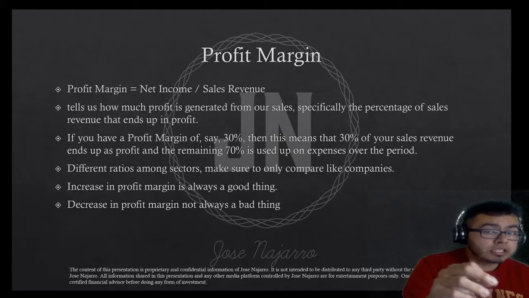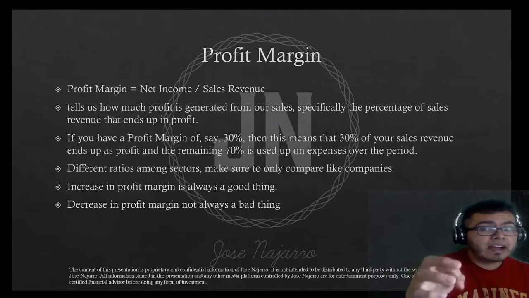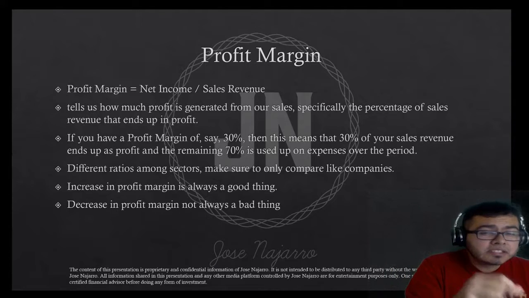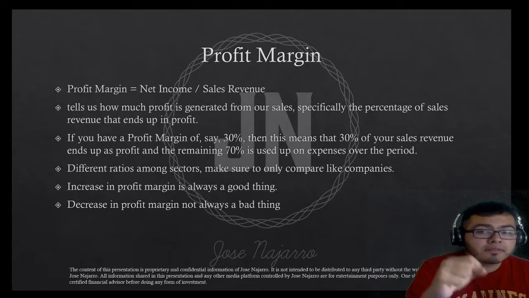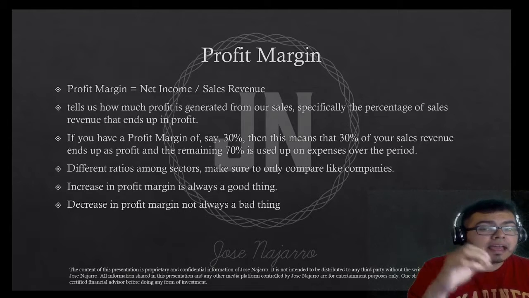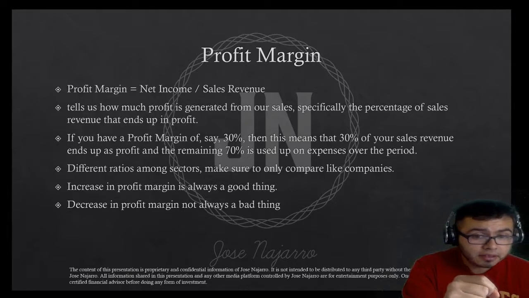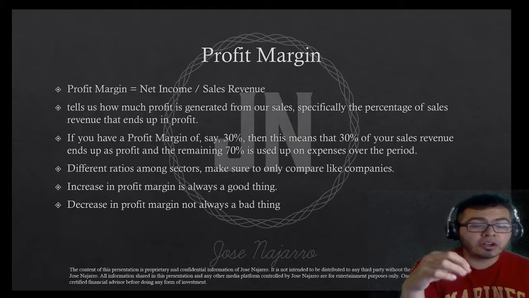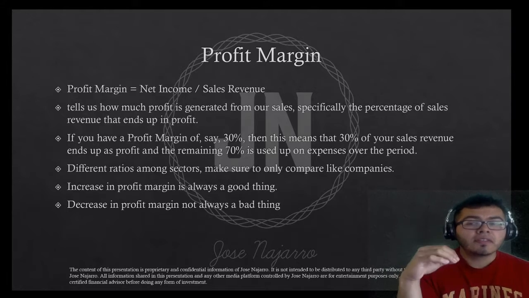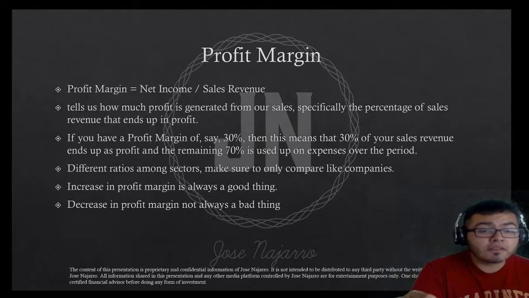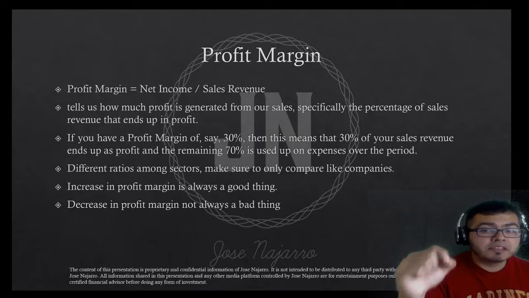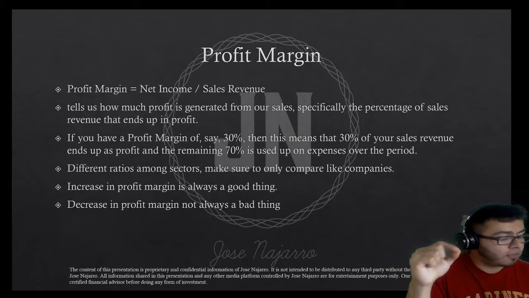Profit margins equals net income divided by sales revenue. So this tells us how much profit is generated from our sales, specifically the percentage of sales revenue that ends up as profit. If you have a profit margin of 30%, then that means that 30% of your sales revenue ends up as profit, and the remaining 70% is used up by the expenses over the period.